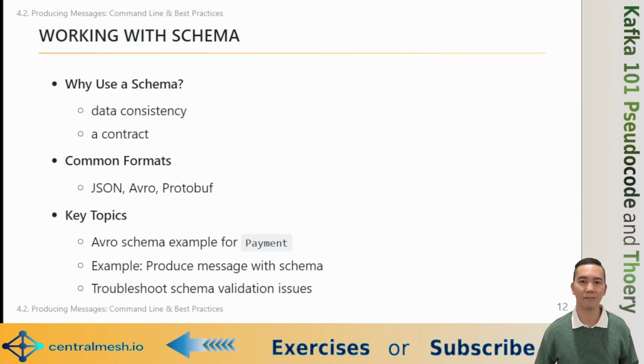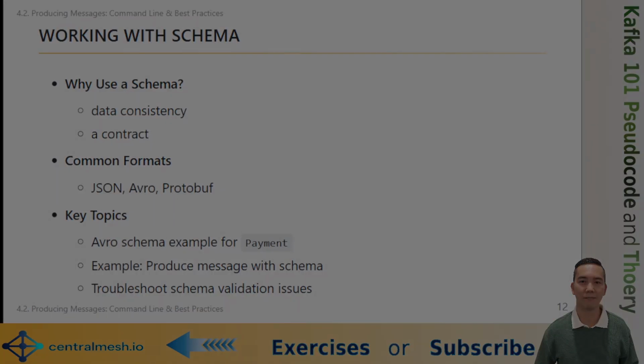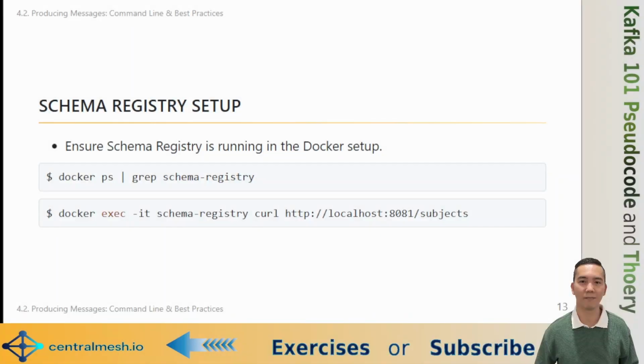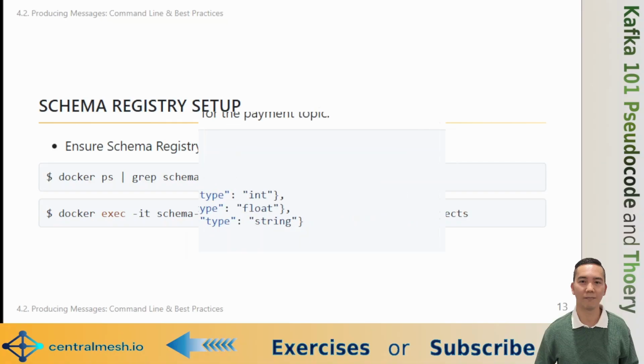We'll see how it defines fields like user ID, amount, and currency. Then we'll dive into the practical steps for producing messages that adhere to this schema. We'll first need to ensure that Schema Registry is up and running in our Docker setup. You can verify that it's running by checking the list of containers, or you can also check the available schemas on the Schema Registry by running the second command.